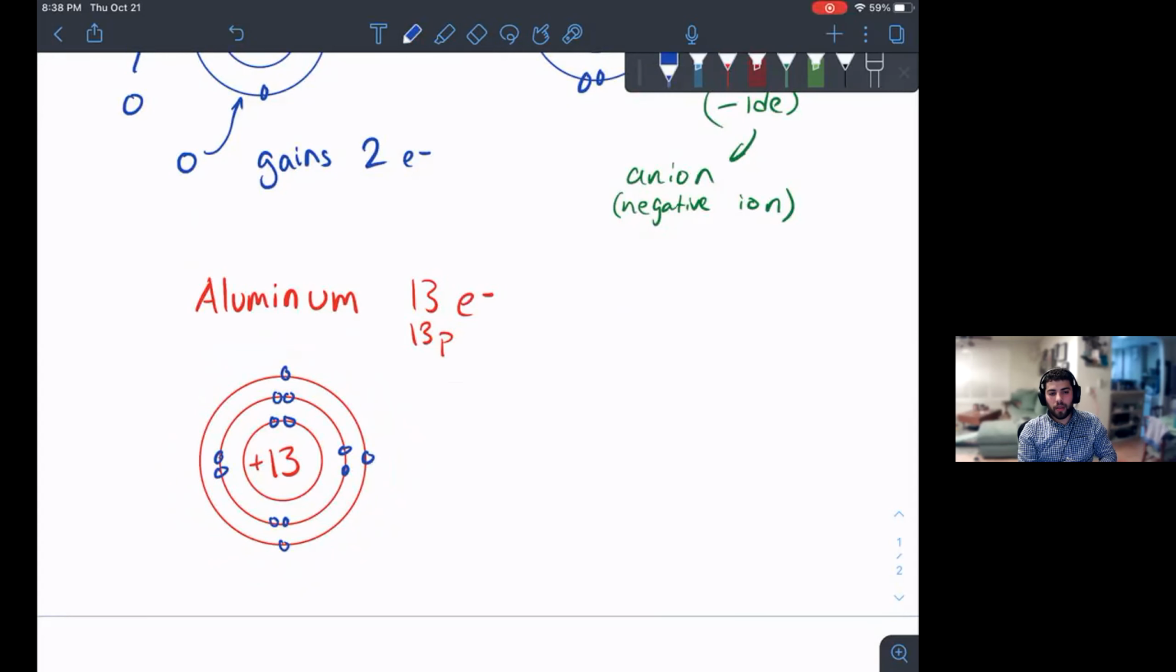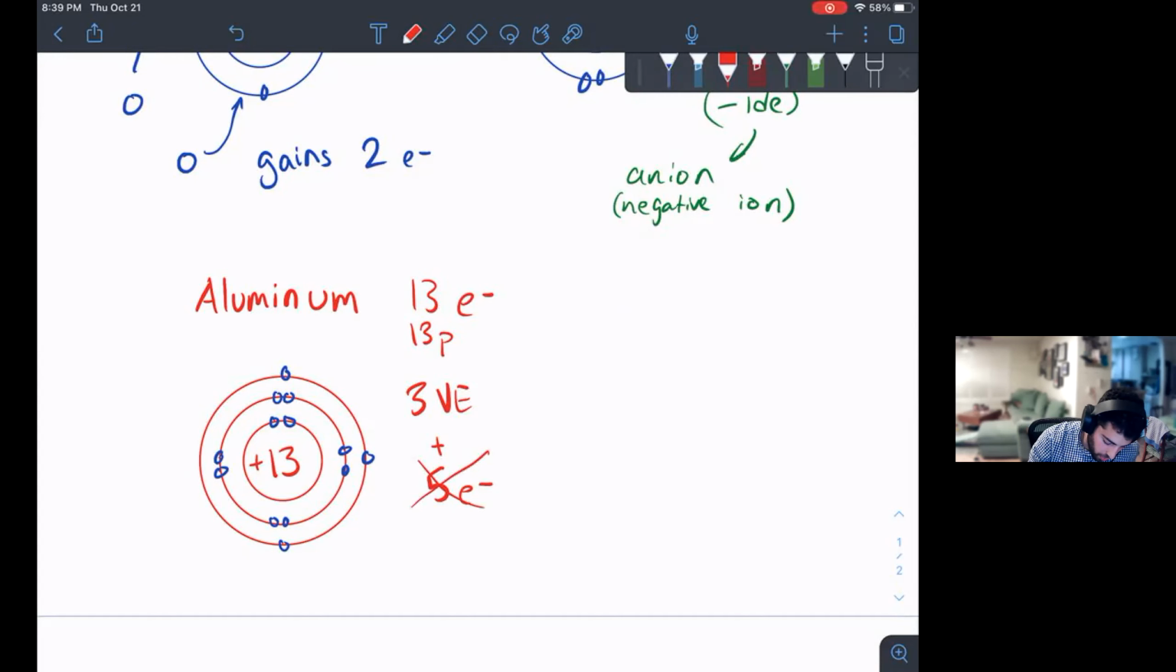Now, aluminum also wants to fulfill the octet rule. And you might think, oh, well, it already has 3 valence electrons. What if we just add 5 more? Well, the problem with that is adding 5 electrons is really hard. As we continue to add more, they're just going to repel each other. So adding those 5 is going to be really hard. So we're not actually going to do that.